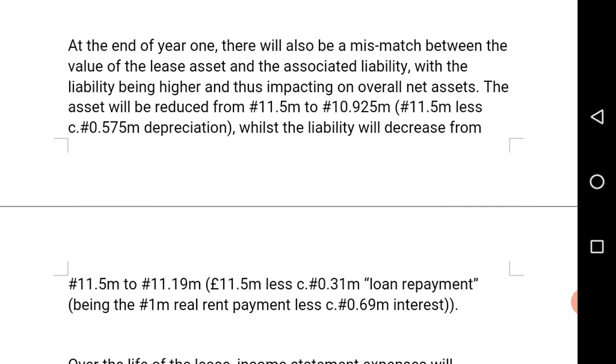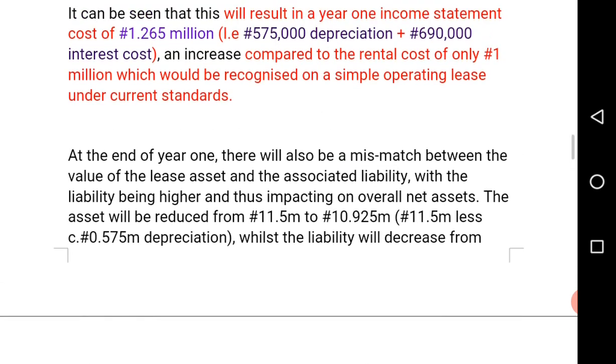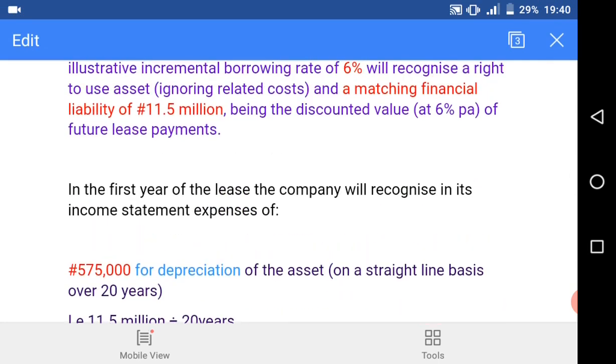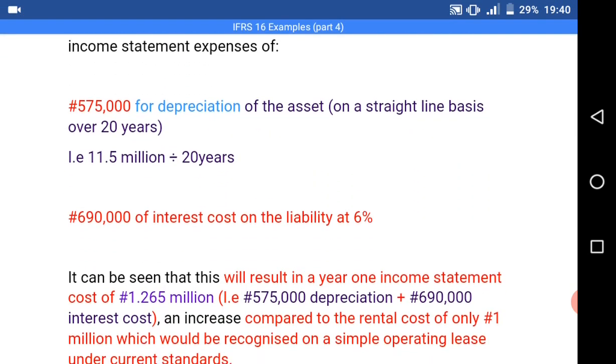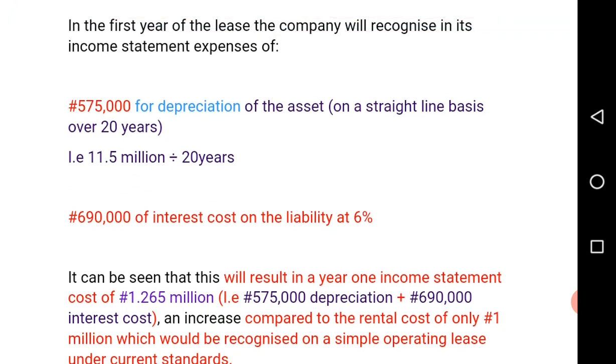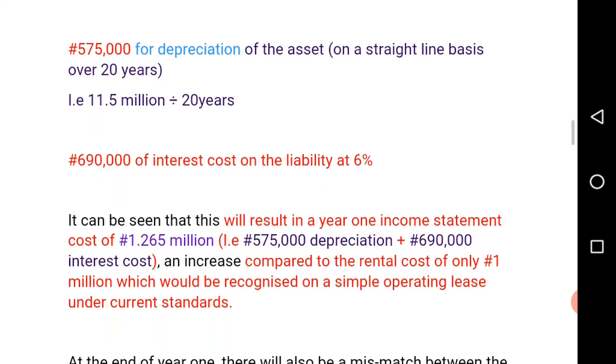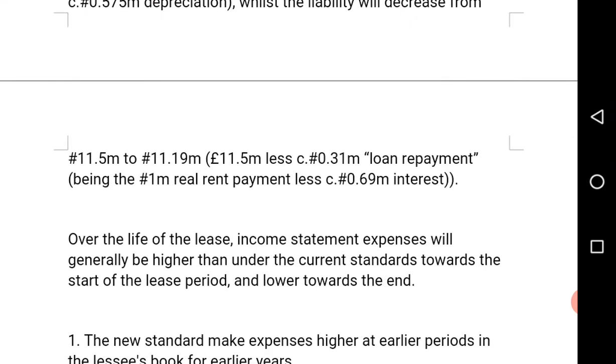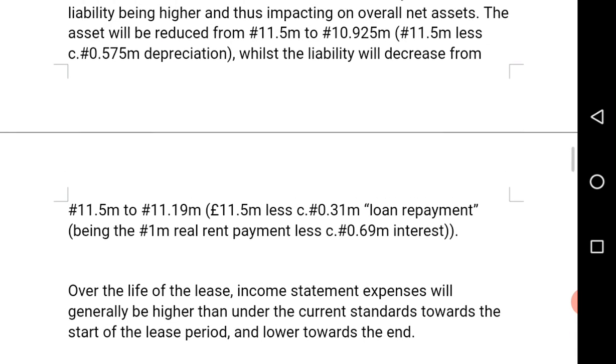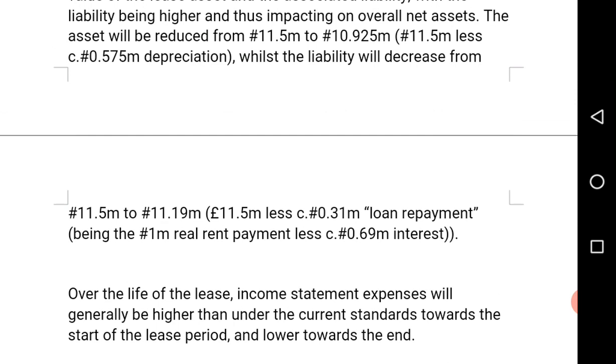How did we get this? We did 11.5 million less 0.31 million, that's 310,000. Remember, we talked about the actual cost first paid here, 1 million less 690,000. That's now the actual value of the asset that is paid for in year one, 310,000. So here we have it. It is less from the value of your initial liability of 11.5 million. That's, in here, it calls it the loan repayment.